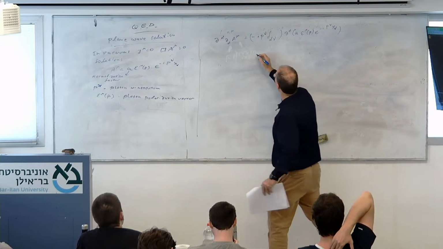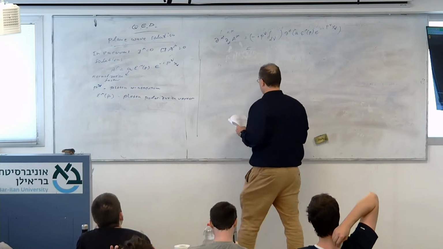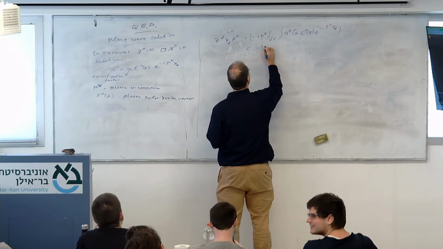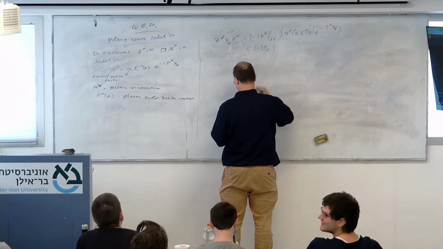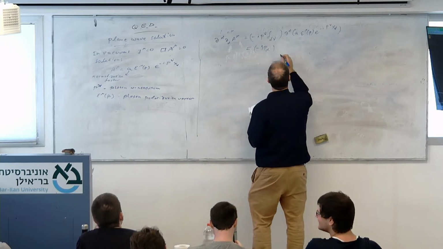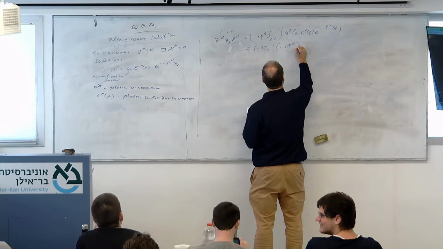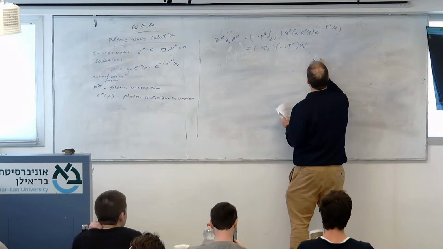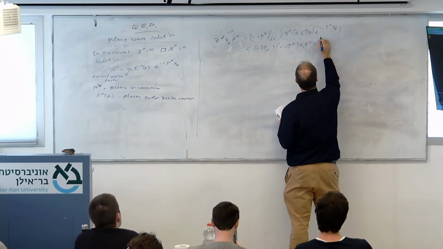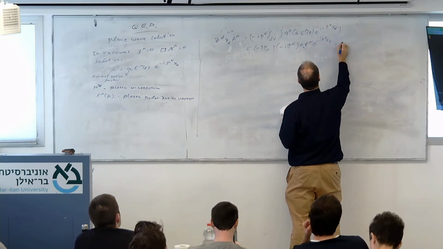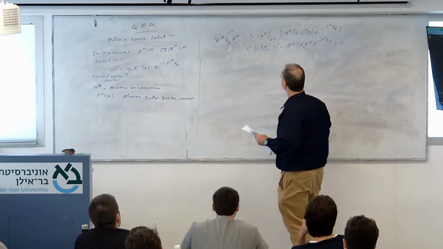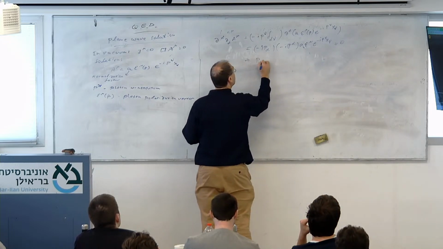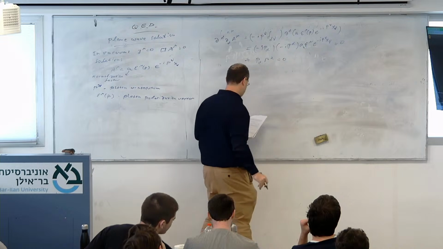So I have minus i p alpha A epsilon mu e to the minus i p nu x nu equal to 0, from which we get p alpha is equal to 0.